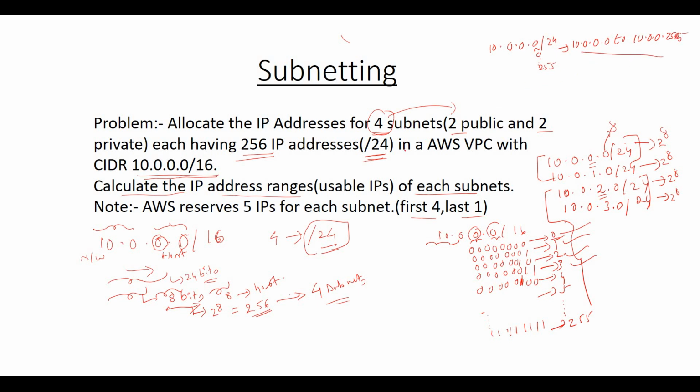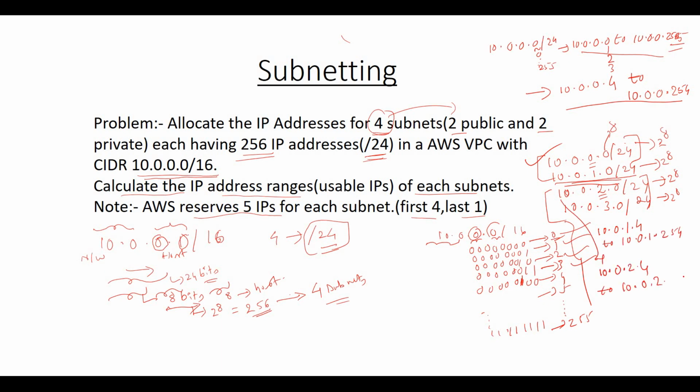Out of this IP address range, AWS reserves 5 IP addresses, meaning the first 4 and the last 1 are reserved. So 0, 1, 2, 3 are reserved and also 255 is reserved. That means the usable IP address range is 10.0.0.4 to 10.0.0.254. This is the usable IP address range for this subnet. Similarly, the IP address range for this is 10.0.1.4 to 10.0.1.254. Similarly for this one, and for this one also, from 3.4 to 3.254. So this is the IP address range of each of the subnets. This way we can calculate the IP address ranges of each of the subnets.